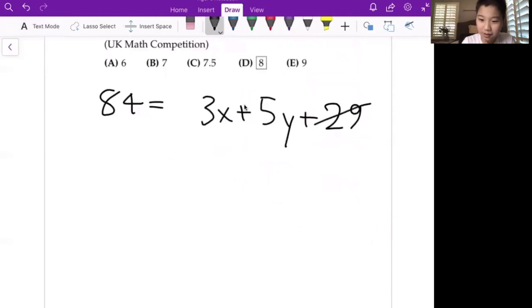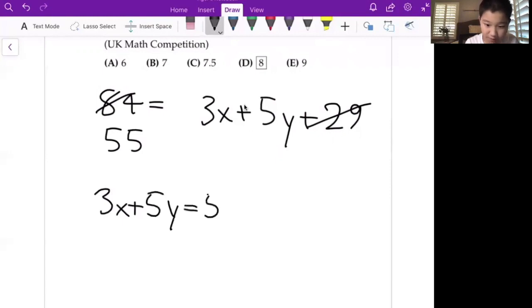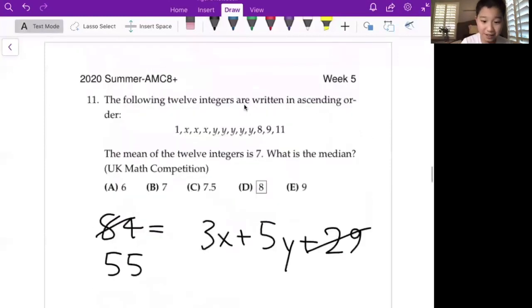Then let's just subtract 29 from both sides. 84 minus 29 is 55. So we get 3x plus 5y is 55. 3x plus 5y equals 55. Now what? We need them to be integers.